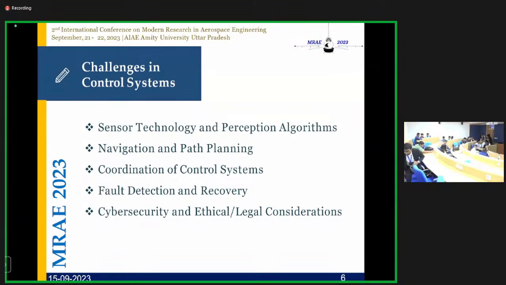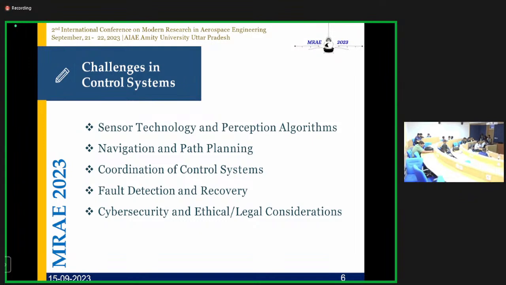Now we'll be talking about the challenges that I felt should be addressed in the control systems. So, sensor technology and perception algorithms. One of the primary challenges lies in the sensor technology. UAVs heavily rely on accurate, reliable sensors to perceive their environment.